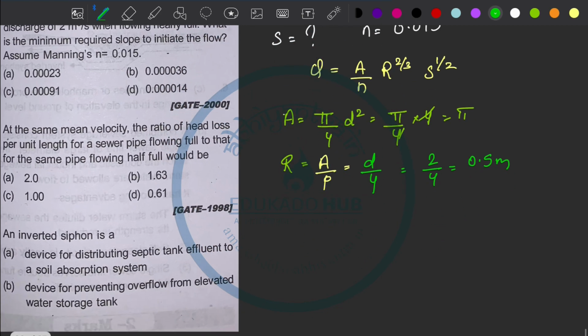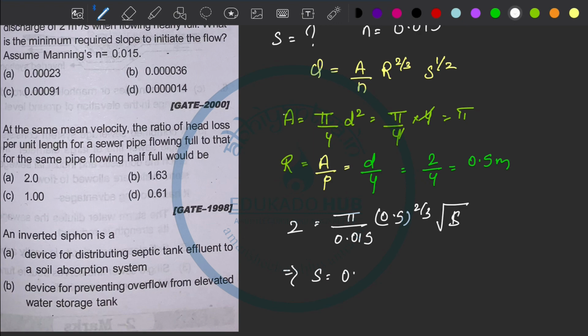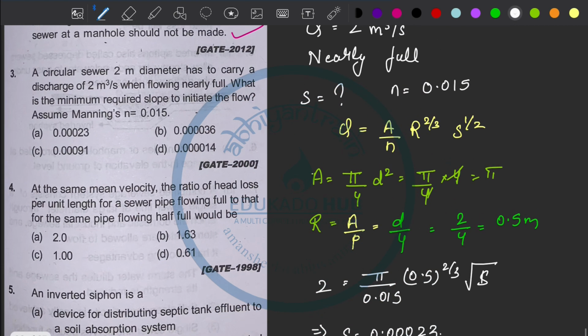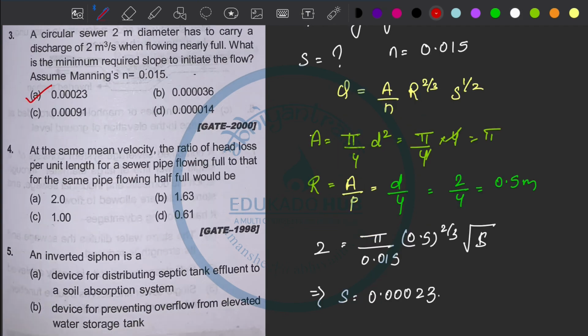Now I have everything. Let's calculate the discharge. Area is pi, N is 0.015 and R is 0.5 to the power 2 by 3. Discharge value is also given, 2, and S is under root S. That's what we want to know. So from here, after calculation, S comes out to be 0.00023. So the correct answer is that. Now let's move on to the fourth question.